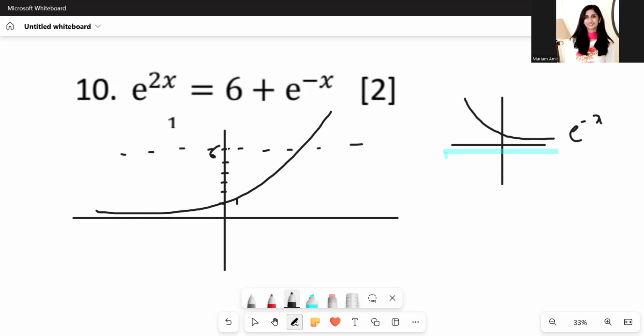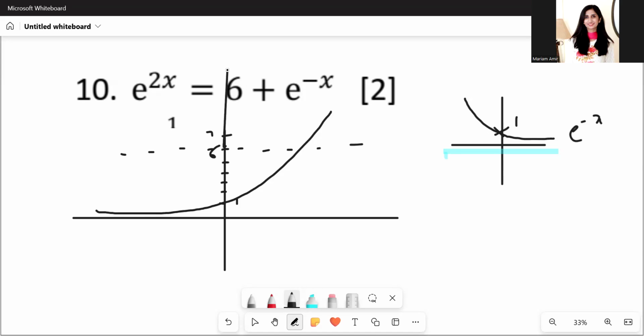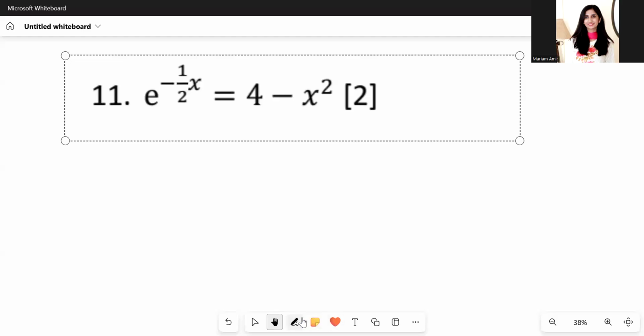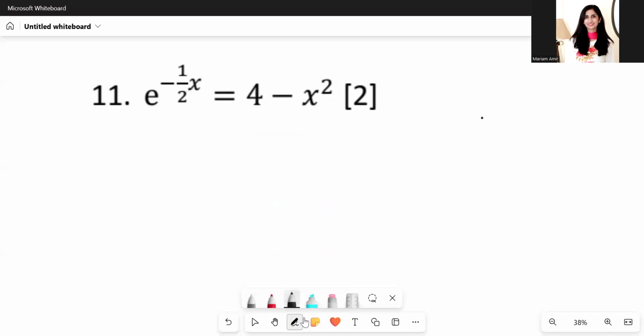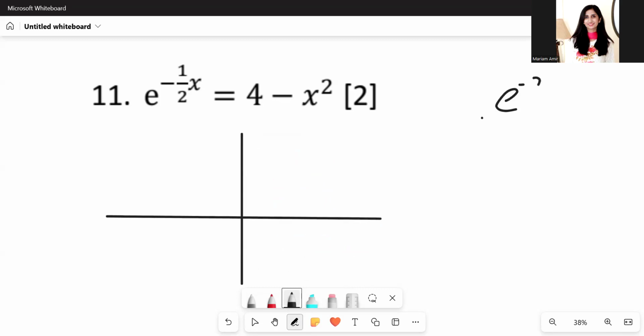Okay, so we have a 6 here. The y-intercept, which was originally 1, also goes 6 units up, so it lands at 7. So the curve will look something like this. Don't let it touch the asymptote. So the graph for e power minus half x looks the same as the graph for e power minus x, which is like this. This is 1.